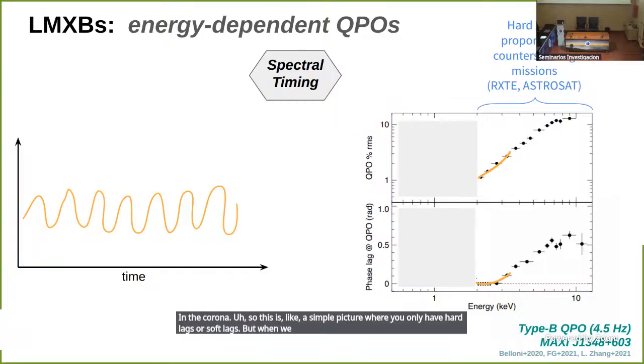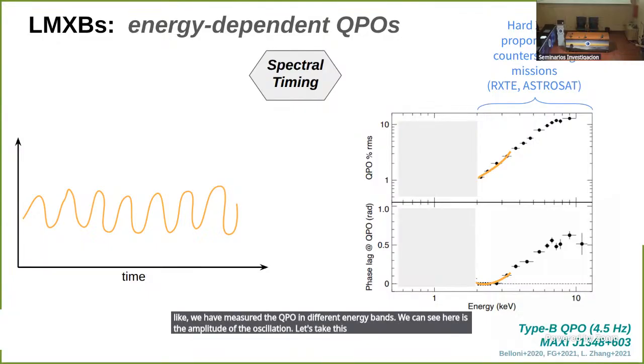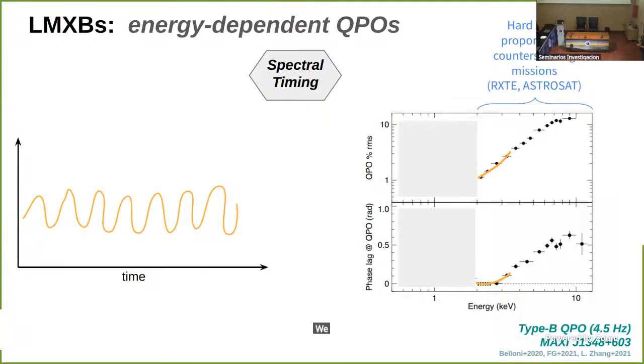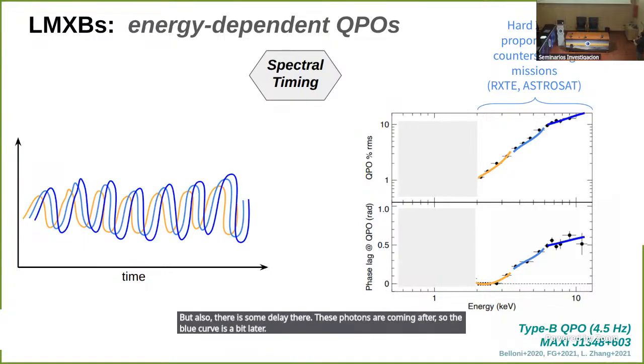But when we go to reality, these kinds of things also happen. Now if we have many energy bands, like when we have measured the QPO in different energy bands, here is the amplitude of the oscillation. Let's take this part. We plot it like this, an oscillation with this amplitude and this lag. Then when we put a second energy band here, we can see that it's increasing in amplitude, but also there is some delay there. These photons are coming after. So the blue curve is a bit later than the other. If we go to the last band, then it's the same.